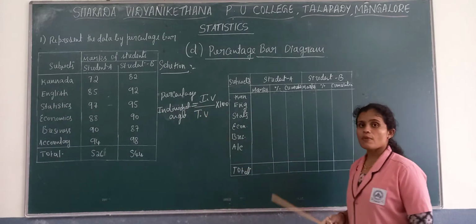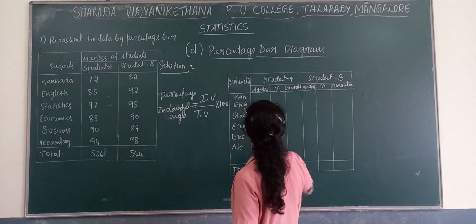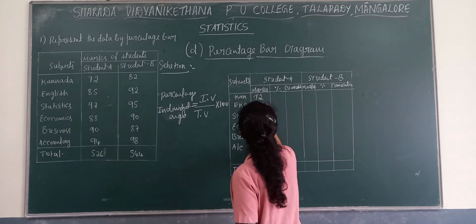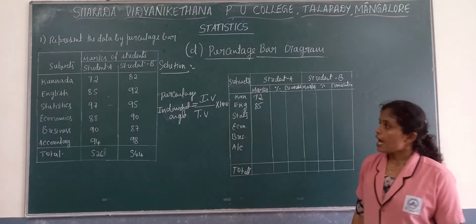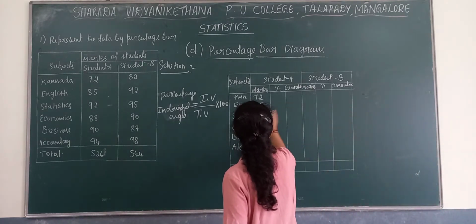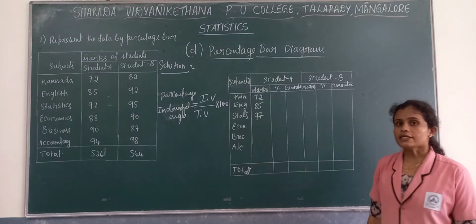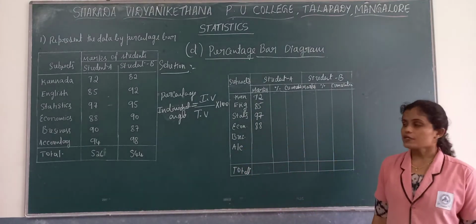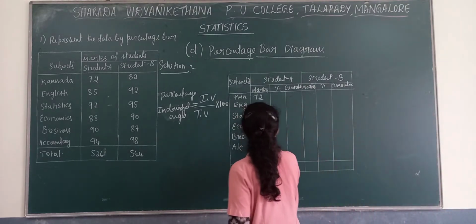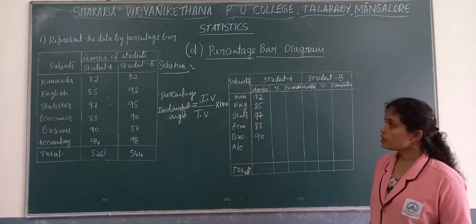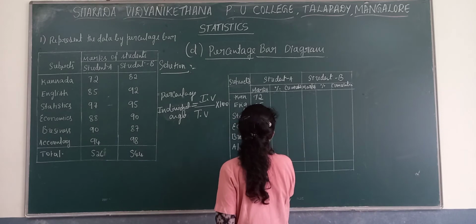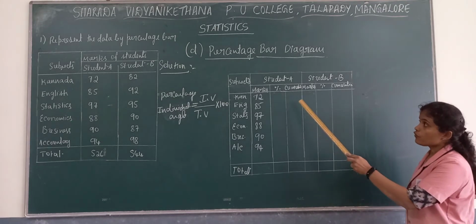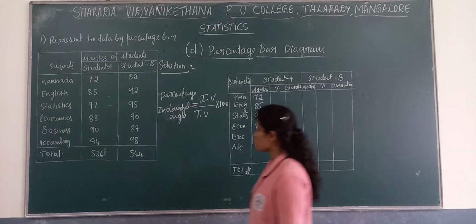Now, student A, the original marks he has scored: 72 in Kannada, then 85 in English, and 97 in statistics, 88 in economics, and 90 in business. Then the last one, accountancy, 94. Now we need to find out the percentages. How to find out the percentages?